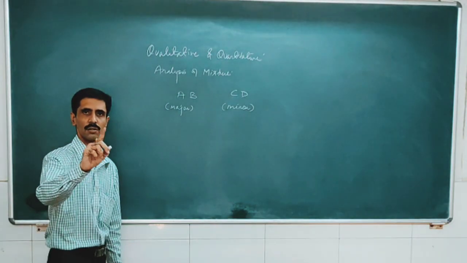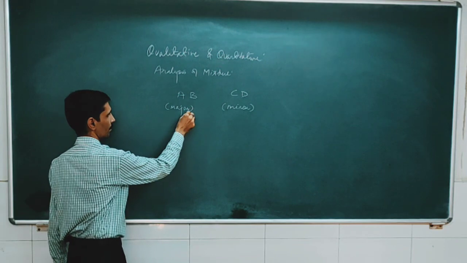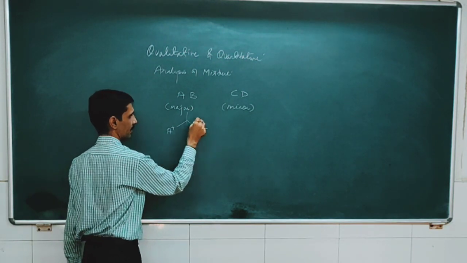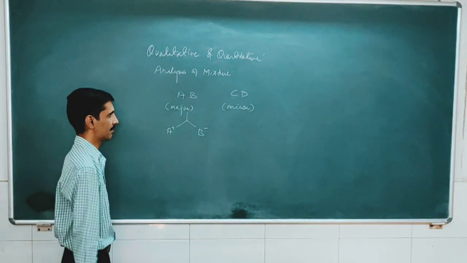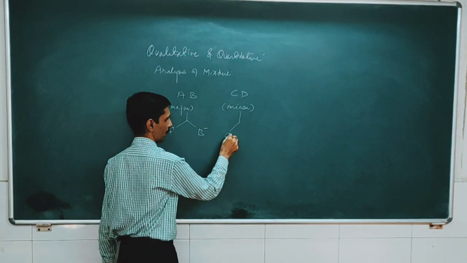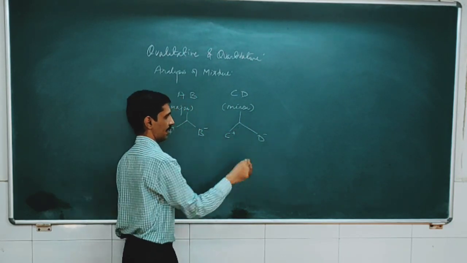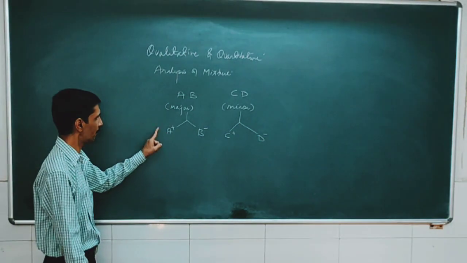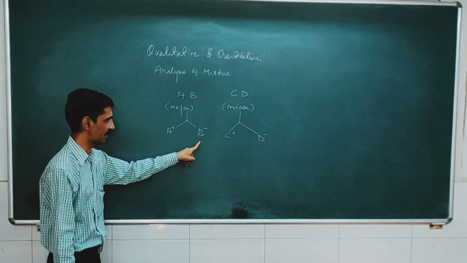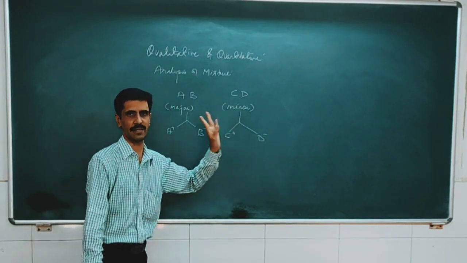Now, as I told you, the salts are made up of cations as well as anions. So, this is made up of a cation, say A plus, and an anion, say B minus. Similarly, the salt which is in a minor part, that is also made up of a cation, that is C plus and D minus as the anion. So, I have a major cation as well as a major anion, and I have a minor cation as well as a minor anion.